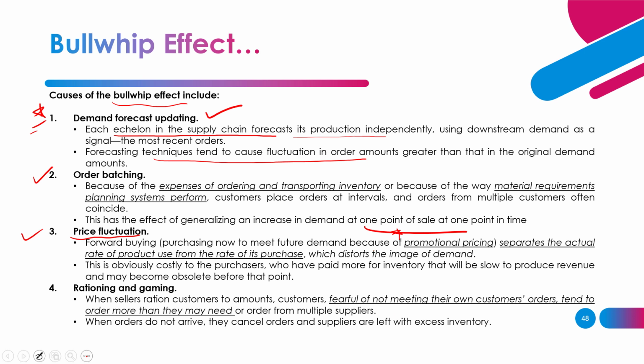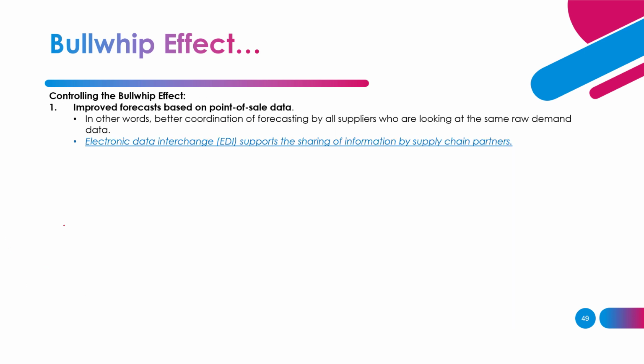Now let's discuss how we can minimize these causes by addressing these issues. The first one is we can improve the forecast demand. How can we improve it? By using point of sales data. And how can we get this point of sales data? We can use the electronic data interchange support system through the supply chain partners. That way we would be able to get the exact point of sales data in order to predict the future demand. That is one way we can control the bullwhip effect.